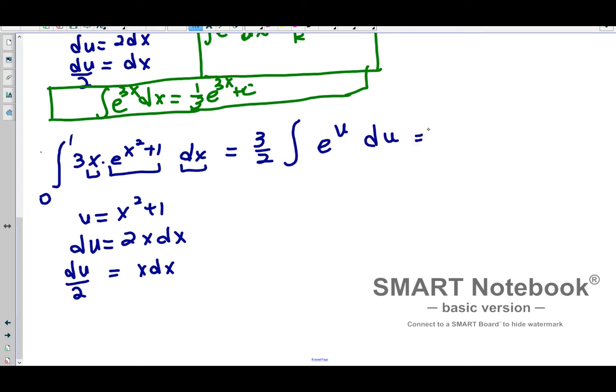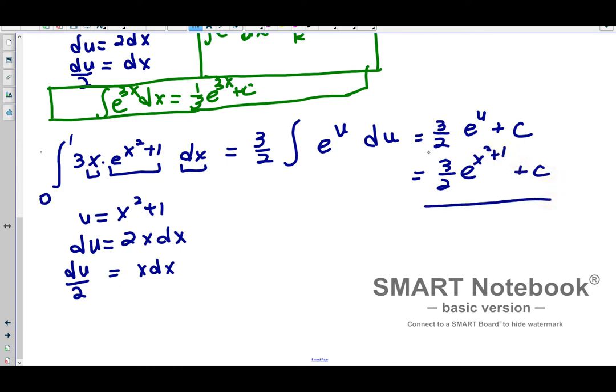So a complicated looking integral has been made so much easier after the u-substitution. And that's the whole goal, right? We want to go from this complicated integral in terms of x to a much simpler integral in terms of u. Now we have 3 over 2 times the antiderivative of e to the u du, which is e to the u plus c. Keep the 3 halves up front, and the only thing you have to do is bring the u back, u being x squared plus 1. We have our final answer: 3 over 2 times e to the x squared plus 1, and plus c on the outside.